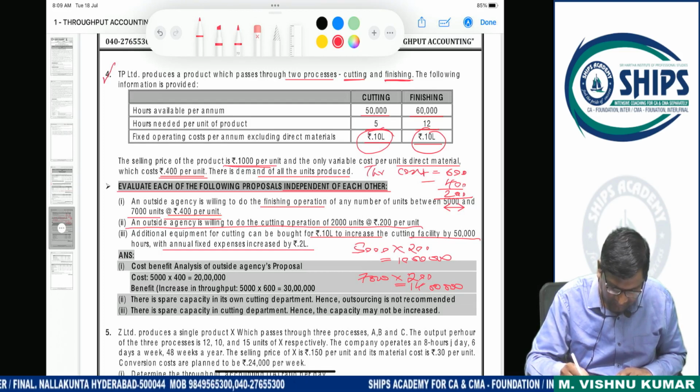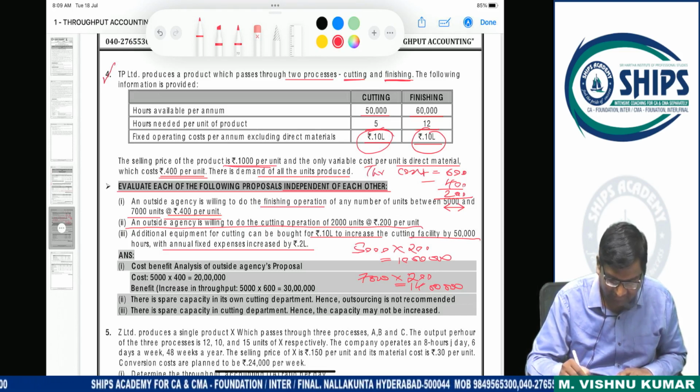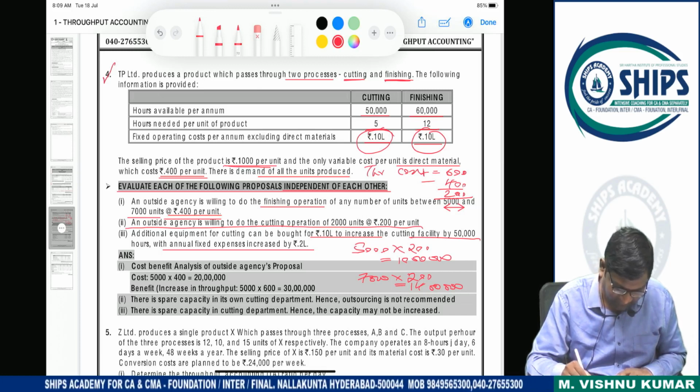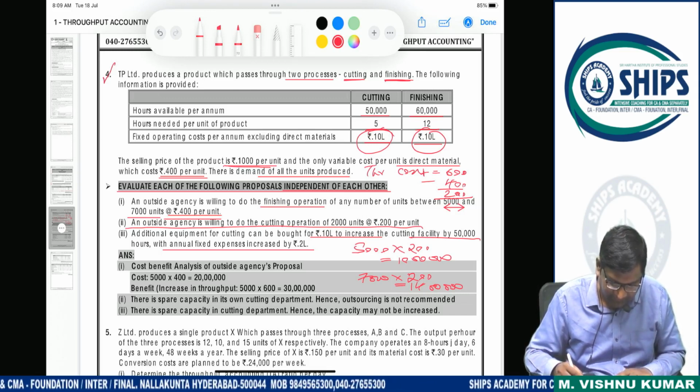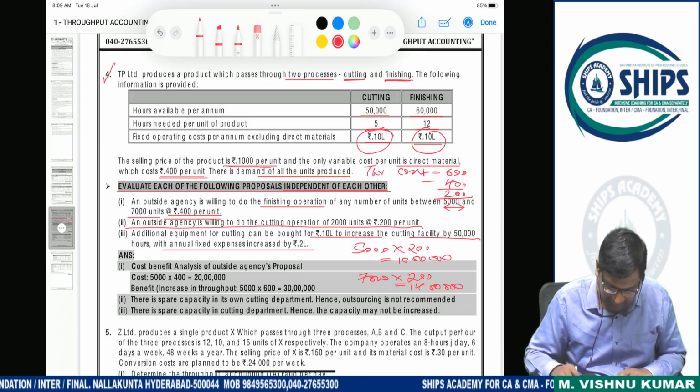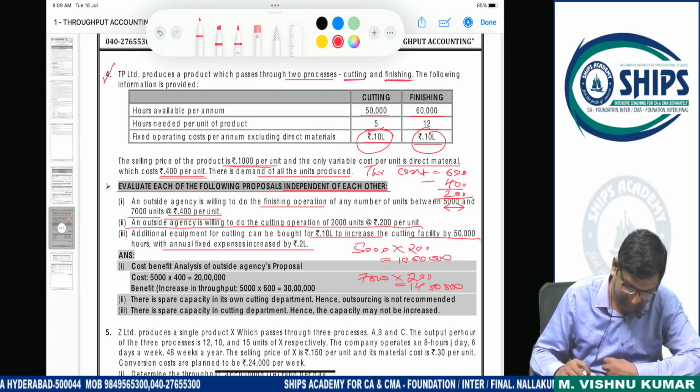So again what will happen? Cutting department capacity will increase. So we need to increase the capacity of finishing, or we have to produce the product according to finishing. So increasing cutting department capacity will not have any benefit. This is not beneficial because the cutting department already has spare capacity. In any department in which there is spare capacity, that department's capacity cannot be increased. The department capacity should be adjusted according to the bottleneck department. So this will not give any benefit here.